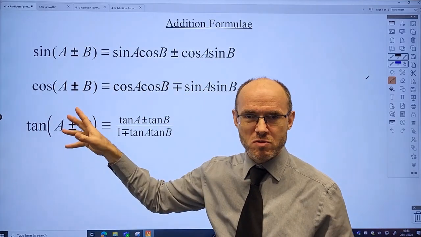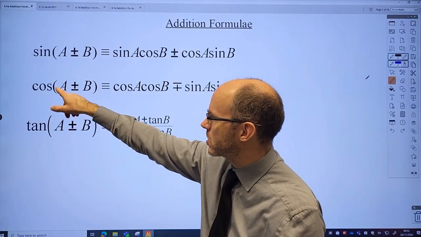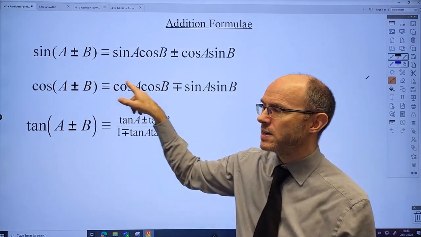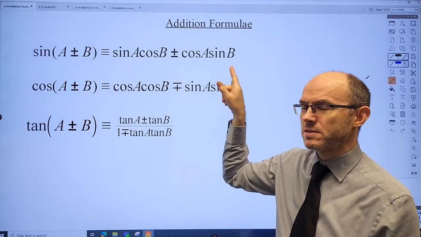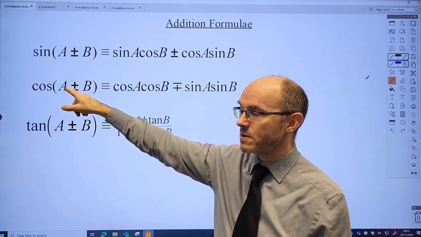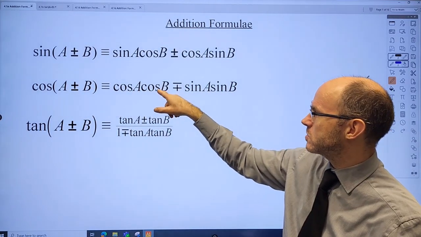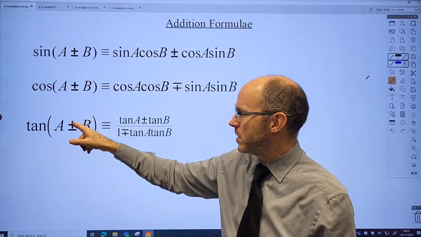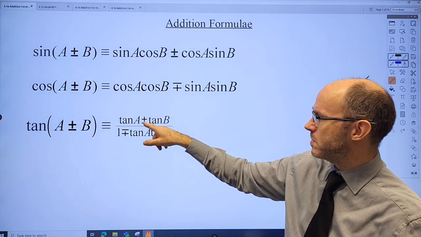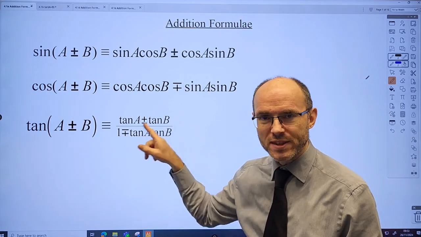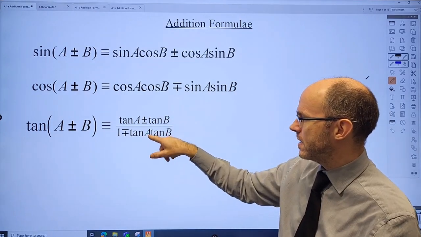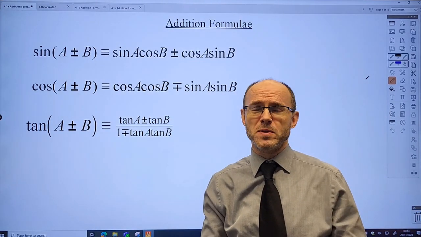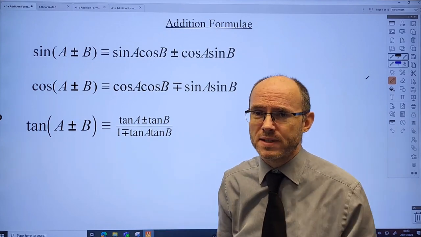With the cosine, you've just got to remember it's the other way around. So cos(A+B) is cos A cos B minus sin A sin B, and cos(A−B) is cos A cos B plus sin A sin B. And then tan(A±B) is tan A ± tan B, all over 1 ∓ tan A tan B. Make sure you get the signs correct. They're either given in the formula book or you've got to remember them. And that's basically it.